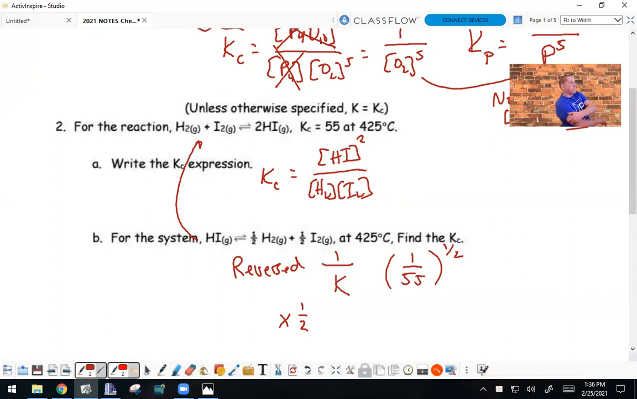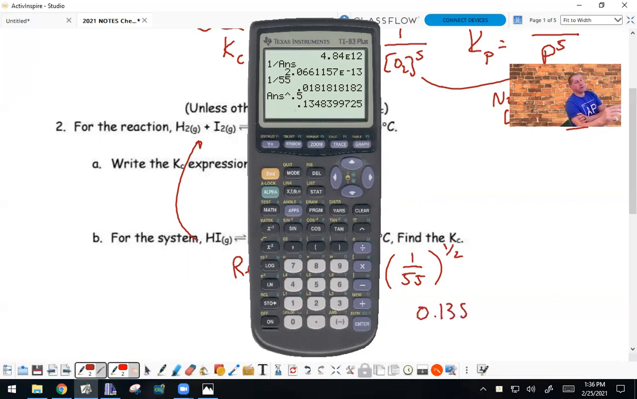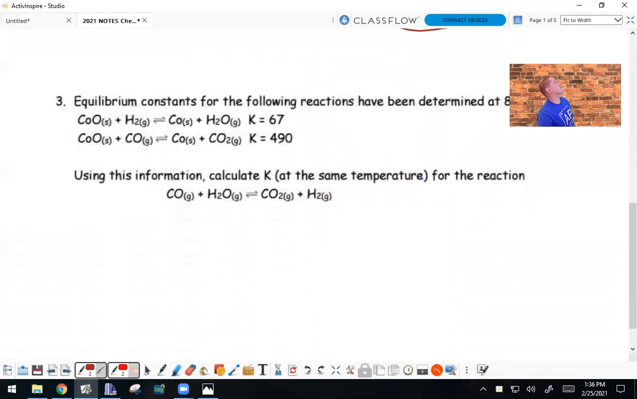Looks like I'm doing all right. Yep. All right. So it is 1 divided by 55. I have a caret, so to the 0.5, or you can take the square root, 0.135. So the K value of the reverse reaction, where you're multiplying by 1/2, is 0.135.